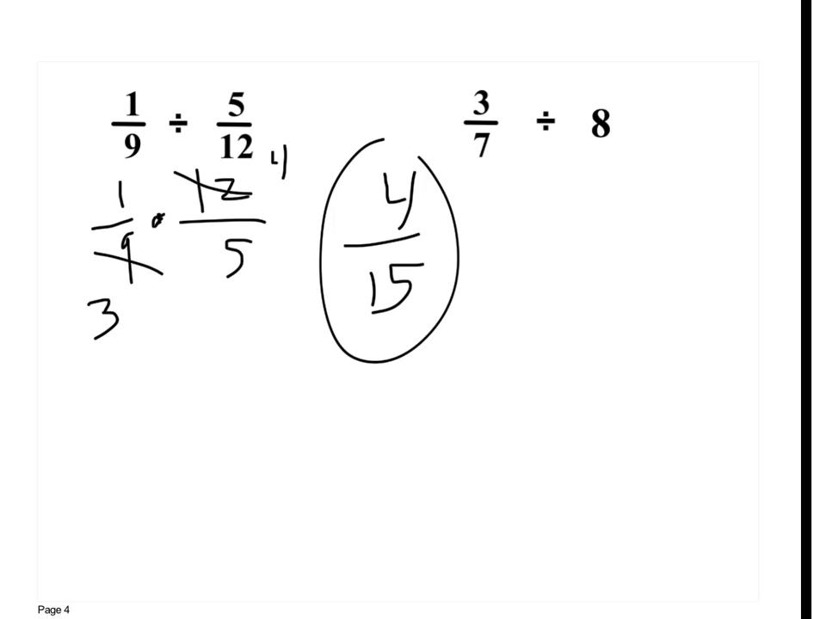We have 3 over 7 divided by 8. Okay, we need to change 8 to an improper fraction, so we write it over 1. Making that a fraction, now I can times by the reciprocal. So 3/7 times 1 over 8.